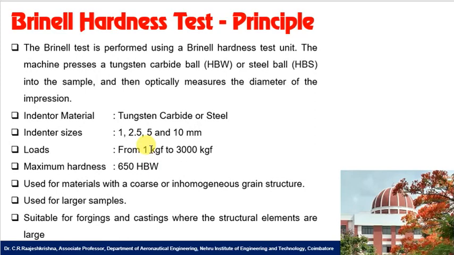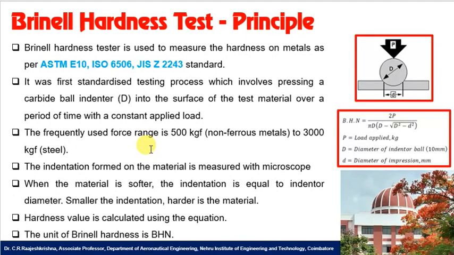It is used for materials with coarse or inhomogeneous grain structure. Similarly, the Brinell hardness test is used for larger samples. It is also suitable for forging and casting, where structural elements are large. Coming to the hardness measurement principle, the Brinell hardness test is used to measure the hardness of metals as per the ASTM E10, ISO 6506 and JIS Z2243 standards.